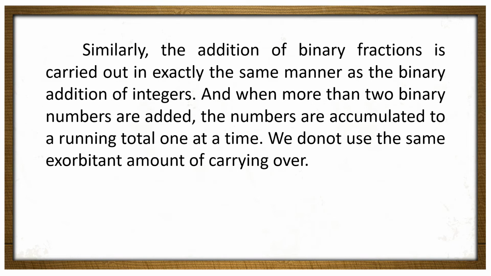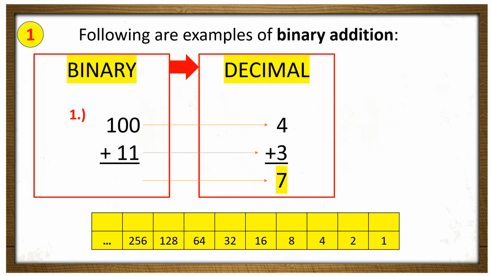Similarly, the addition of binary fractions is carried out in exactly the same manner as the binary addition of integers. When more than two binary numbers are added, the numbers are accumulated to a running total one at a time, so we do not use the same exorbitant amount of carrying over. These are the following examples of binary addition.